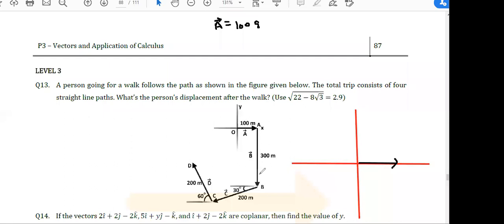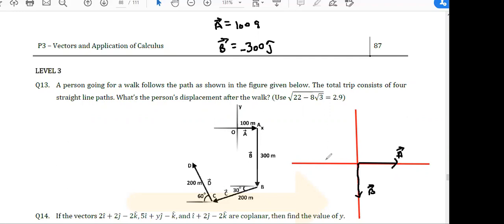Now vector B. When we talk about vector B, vector B is in the downward direction, and that also negative downward. This is your vector A. This is your vector B. Yes or no? So I can say that vector B is minus 300 j cap, right?